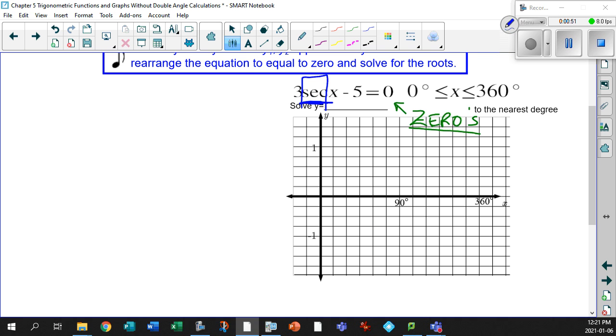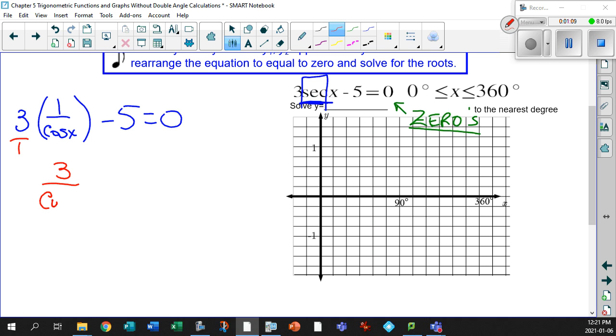Aha. So rewrite this right now. Go 3, right? You can put it as 1 over cos x, minus 5 equals to 0. Now, if you're comfortable with fractions, you know that's over 1. So this, in fact, is 3 over cos x minus 5 equals to 0. That's the y1 equation that you're going to put into your calculator now, and just find where that intersects and give me the answer. Okay, so let's do this.